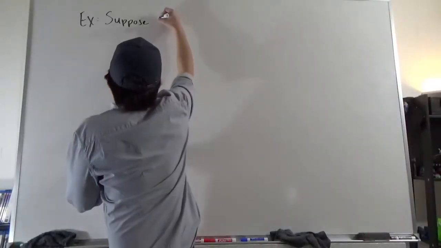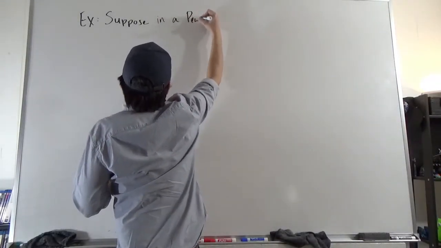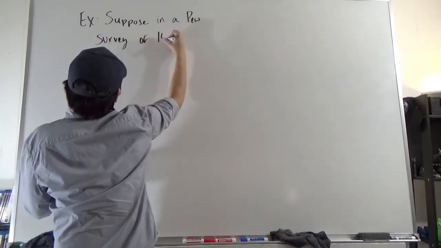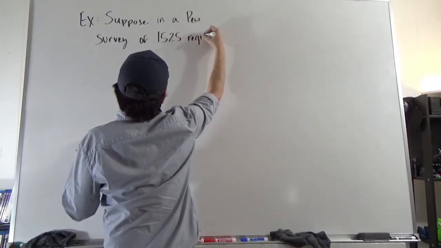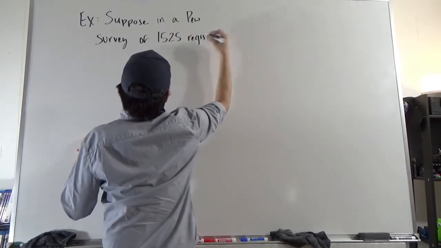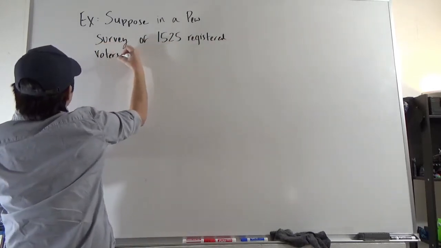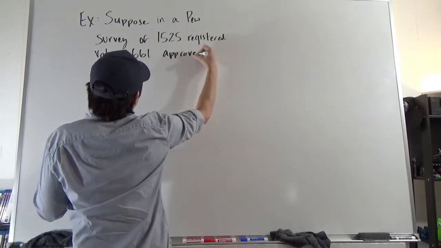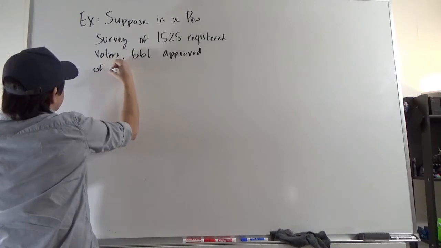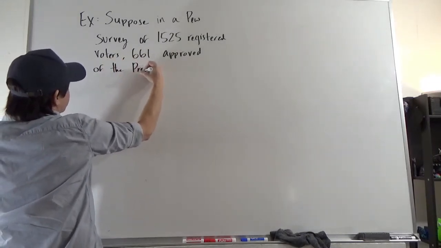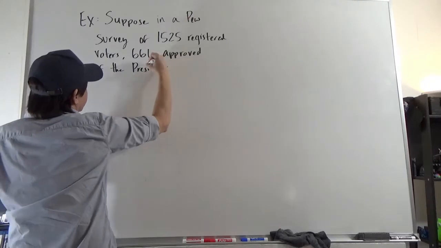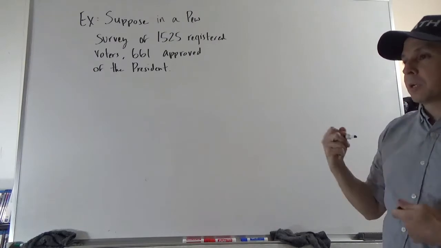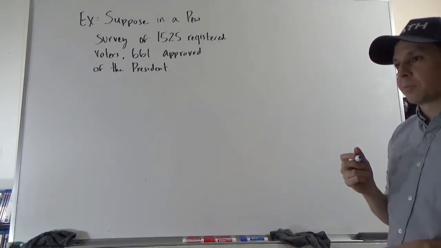So suppose in a Pew survey of 1,525 registered voters, 661 approved of the job the president was doing. And I'm going to shorten that by just saying approved of the president. And I think that's real data, but I'm not going to tell you what era it's from, what presidency. I don't want to name and shame anybody, because I think this one's low. Yeah. Okay, anyway.